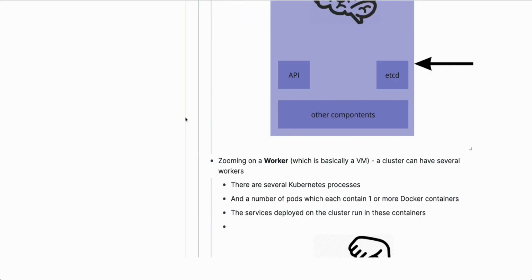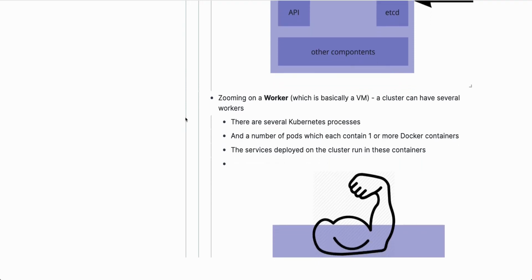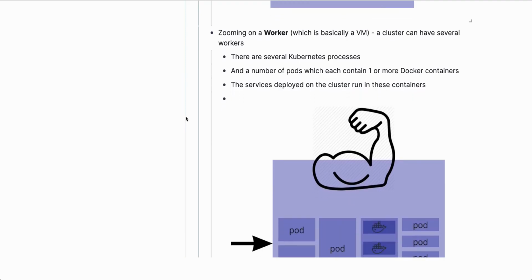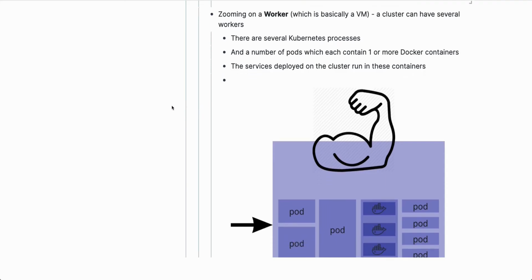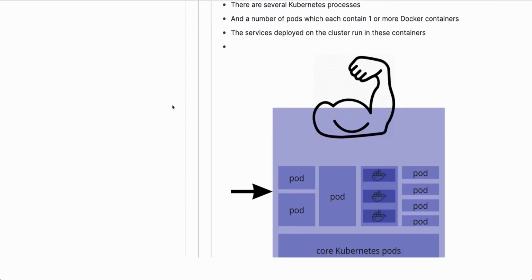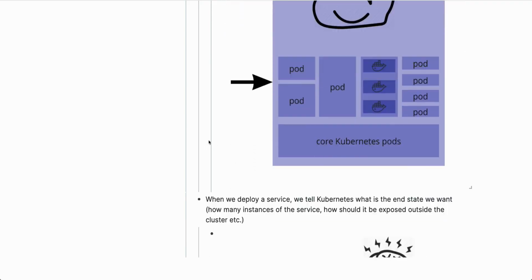If we look at the worker, which is basically a VM, it's composed of several Kubernetes processes, and it's being divided in pods. So on each worker node there are a number of pods, and each pod can contain one or more Docker containers. And the services that we want to deploy in a cluster are basically running in these containers, inside of a pod.